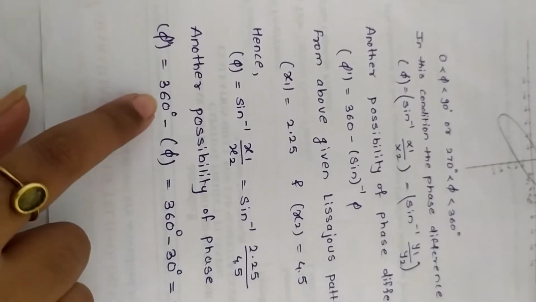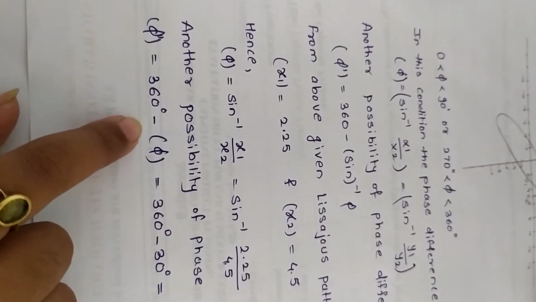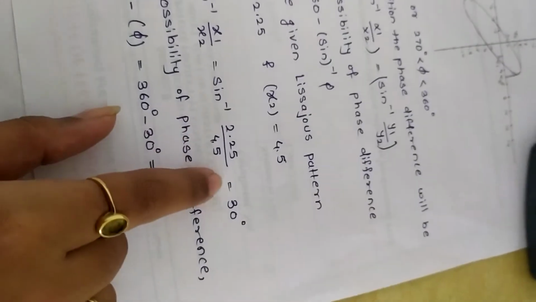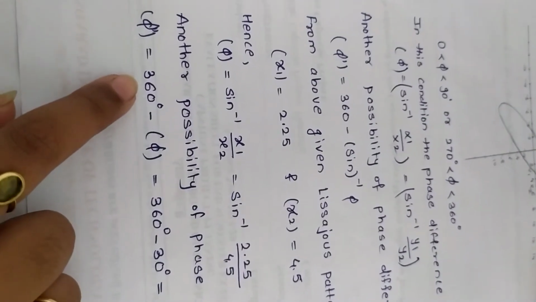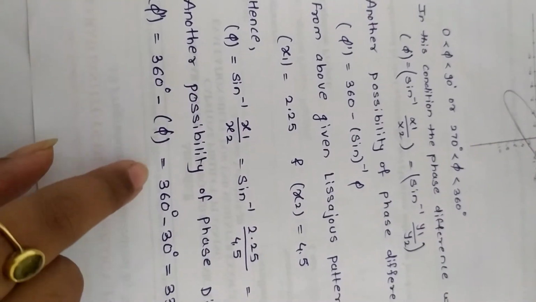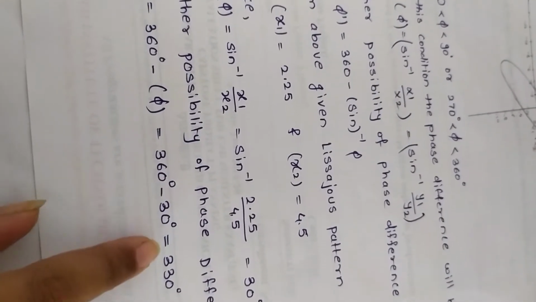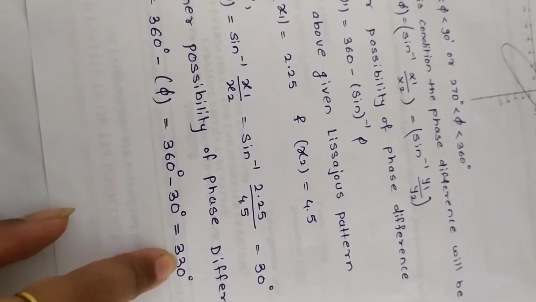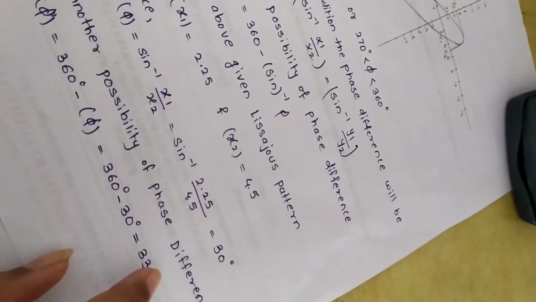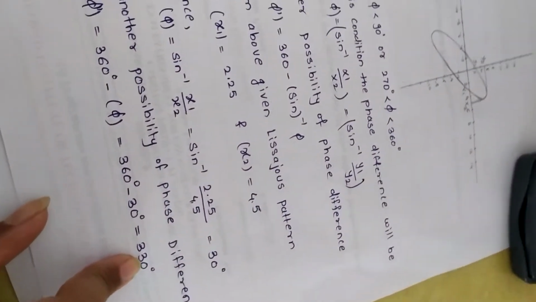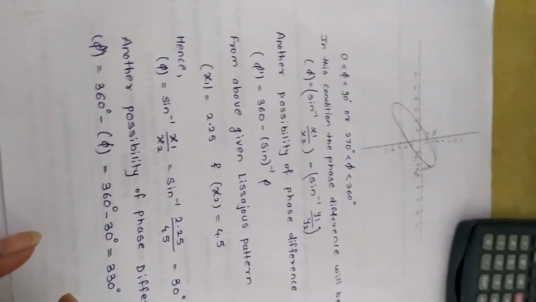Another possibility is we subtract the given answer from 360 degree. That is 360 degree minus 30 degree equals 330 degree. 30 degree or 330 degree, both answers are correct. Let's start with our practical.